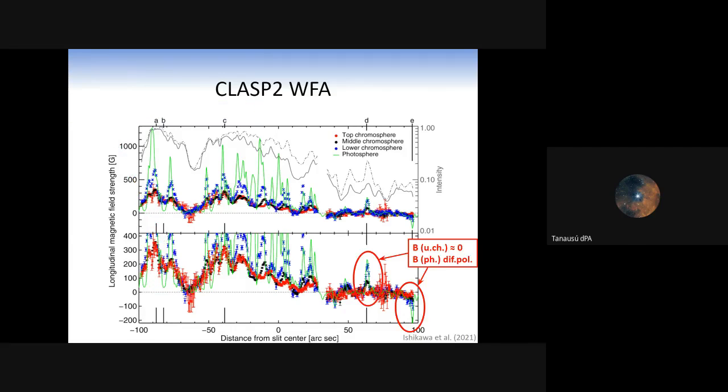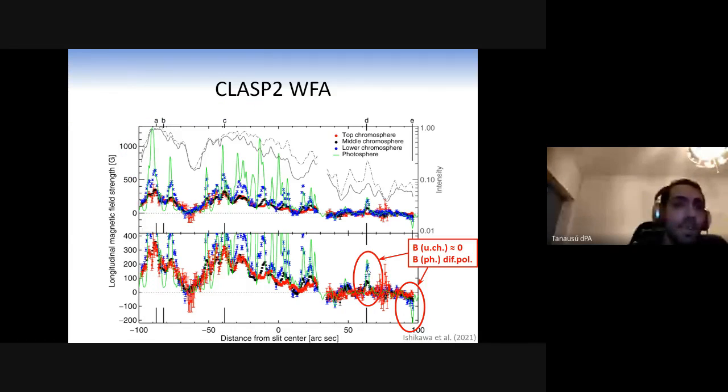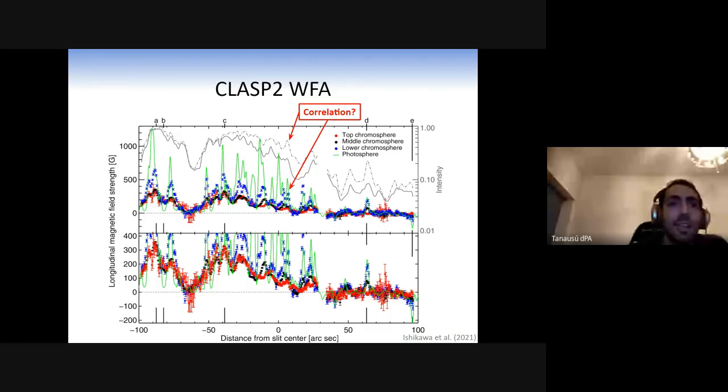Then in these regions where we find the minimum of the photospheric field, we see that it is below the chromospheric field, and these chromospheric fields are quite similar between the lower, middle, and upper chromosphere.